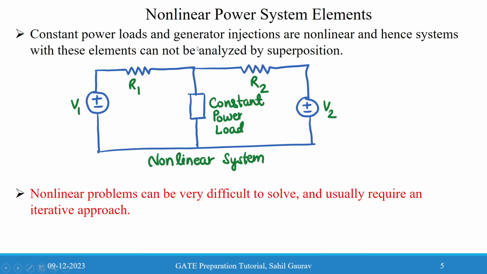These constant power loads and generator injections are nonlinear, and hence systems with these elements cannot be analyzed by superposition. So that is the thing. In our power systems, we have constant power loads and generator injections that both constitute nonlinear elements. Hence, these systems cannot be analyzed by superposition. And these nonlinear problems are very difficult to solve and usually require an iterative approach.